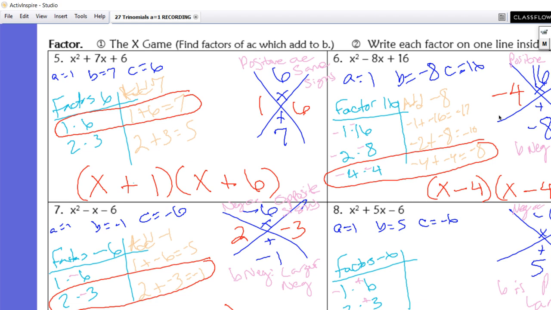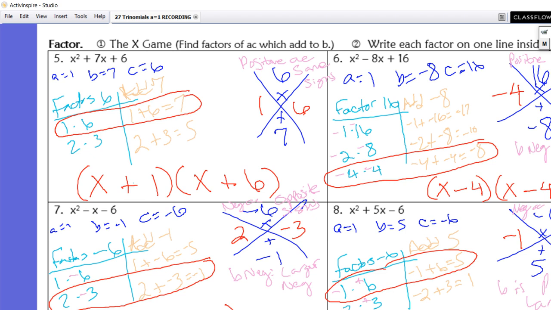Now let's do our add up. So we're going to be thinking negative 1 plus 6, that's 5, that's it. I'm going to write down the other one just so you guys can see why the other one is not it. So negative 2 plus 3 is positive 1. That's not what we needed. So we need a negative 1 and a 6. So our factors of AC which add up to B are negative 1 and 6.